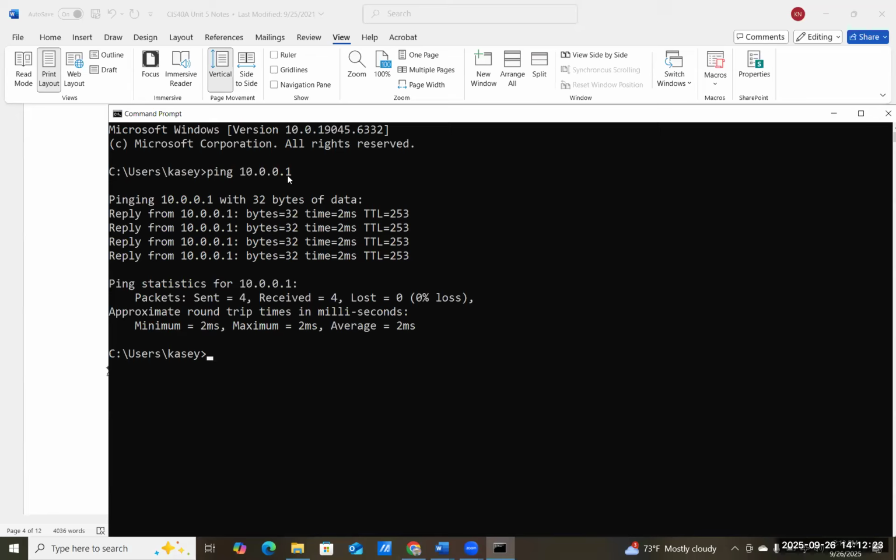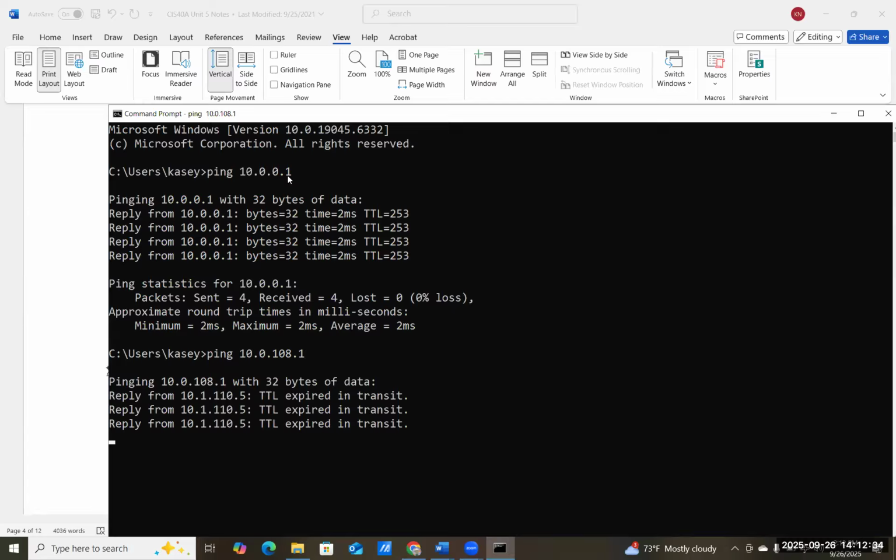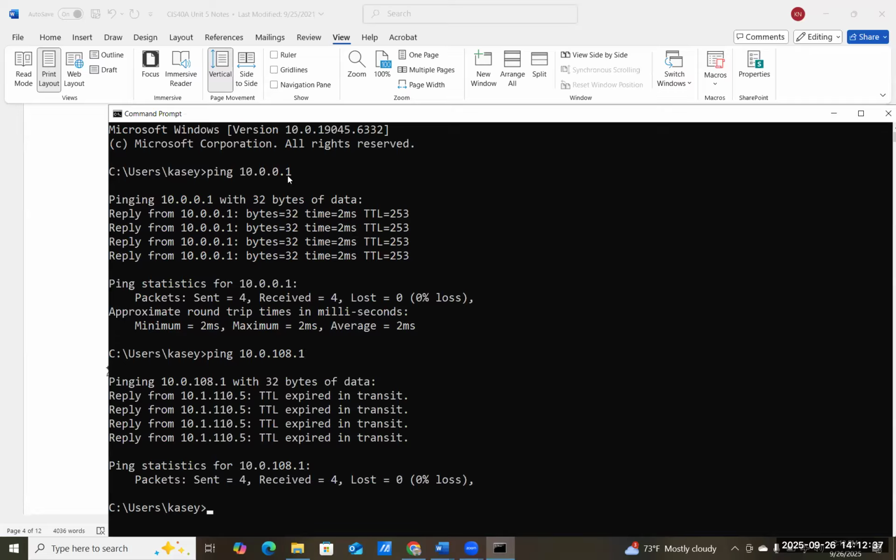Okay, so let's try another one. Let's say I do 108.1, for example, right? So see how it says it's expired in transit, it's not reachable. So this packet is not reaching the destination, right? And the system that they use to reply, it's not finding that on the network, so it cannot route it. So this is what you see. Sometimes it just says unresponsive, and then you have 100% loss.